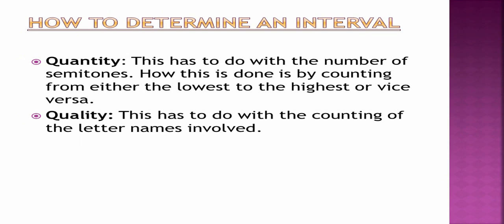And how do we determine an interval? There are two ways that we determine an interval. First is called quantity. This has to do with the number of semitones. How this is done is by counting from either the lowest to the highest or vice versa, the number of semitones involved. And then the second part is quality, which has to do with counting of letter names involved.